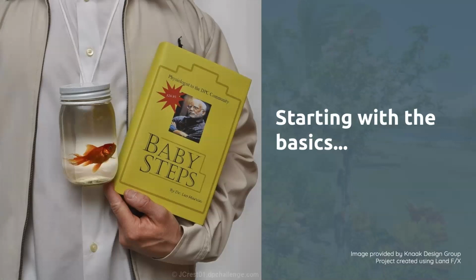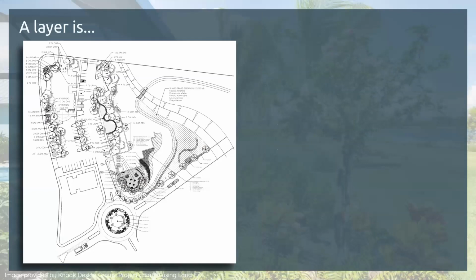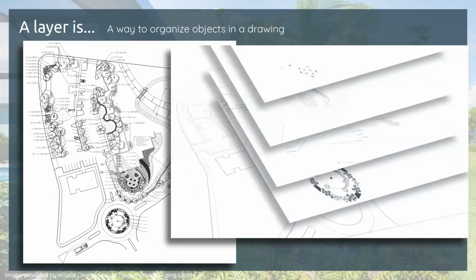Starting with those basics, what is a layer? If you were ever to look at a plan and see something like this, you're going to see all kinds of potentially complicated stuff. How is that all made up? The layer definition really is, at the simplest point, a way to organize objects in that drawing. If we pull this apart, you're going to see that the function of these layers is to break things out by specific items.